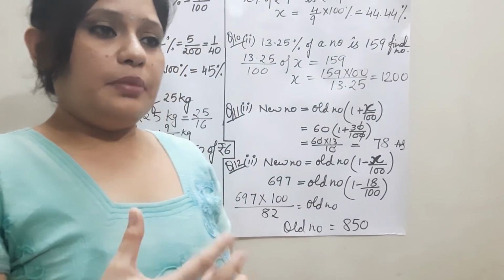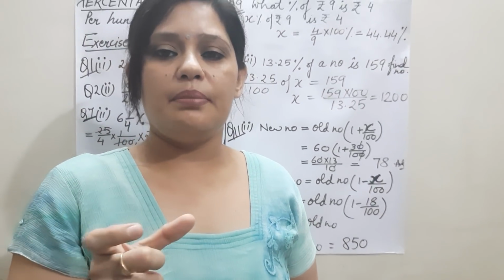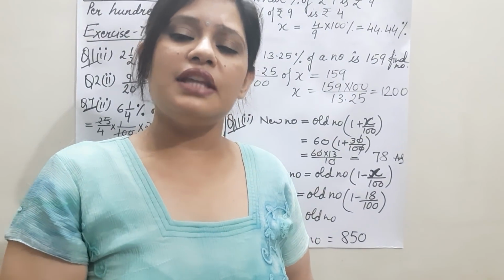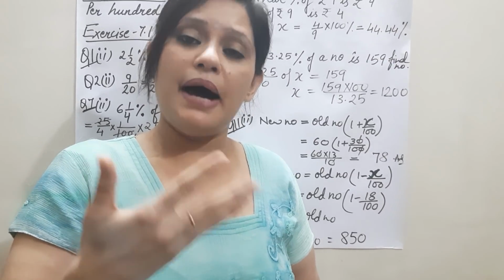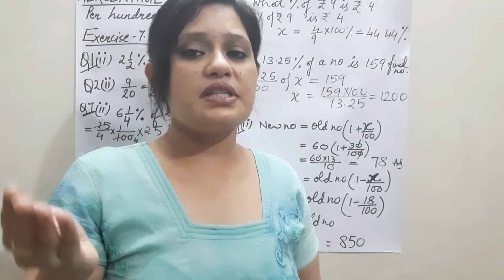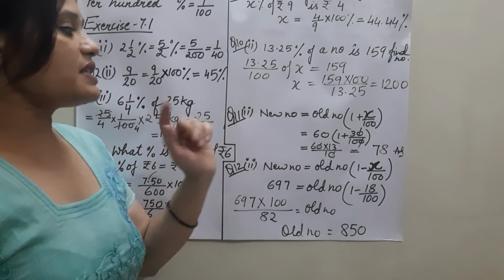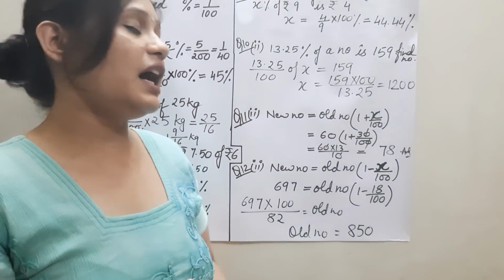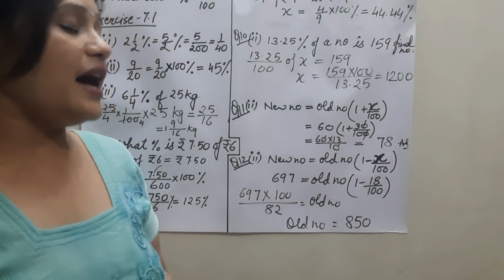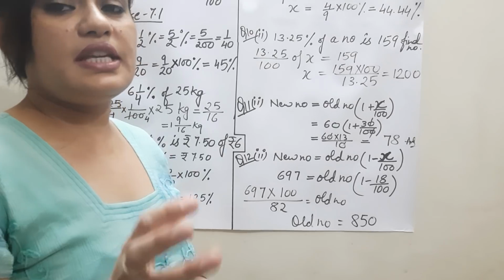Clear? And now there are two more types of questions. They will give a particular number and ask you to increase the given number by a certain percentage, or to decrease the number by a certain percent. Means they will talk about two numbers, the original number, or you can say old number, and the new number. Clear? So question number 11, second part I have taken: a number 60 has to be increased by 30%.